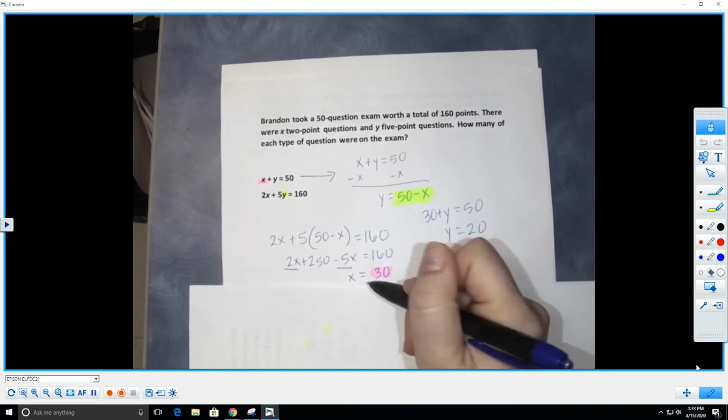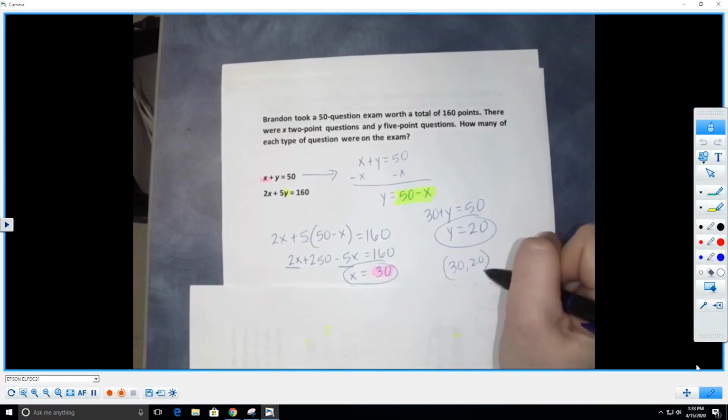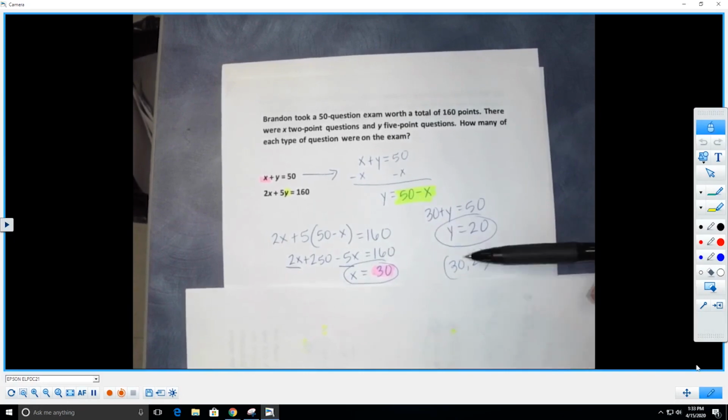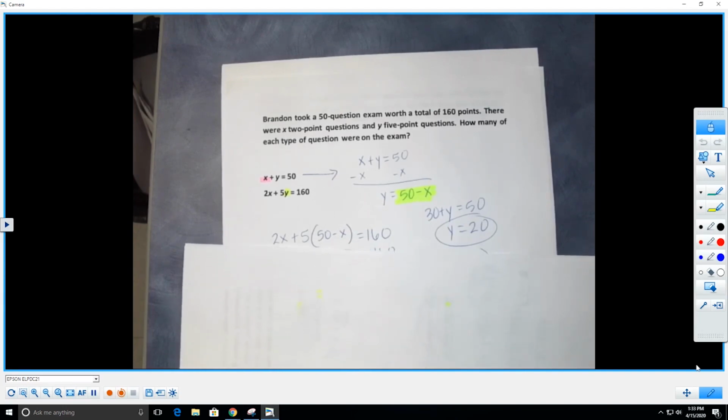So would the problem have the same solution if I isolated x first, since I isolated y first? That's right, it would, because the solution is the same either way. So our solution, if we were to write it as an ordered pair, we would write 30, 20. But if we want to put it in context, we would say that there are 30 2-point questions and 20 5-point questions. Okay, let's look through a few more and you work along with me.